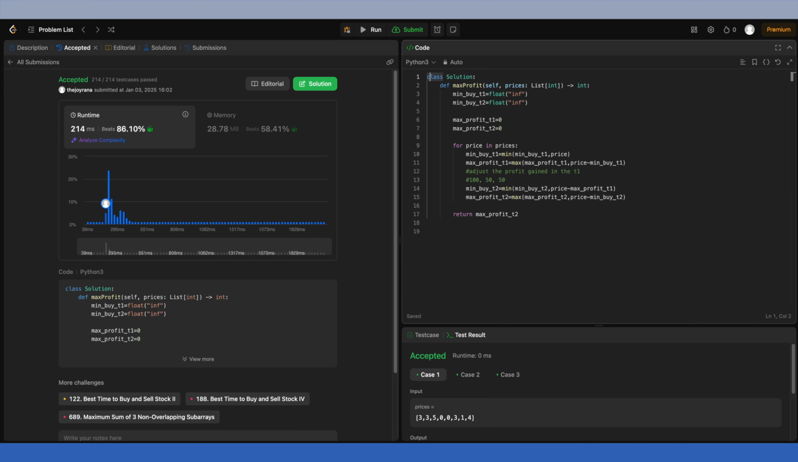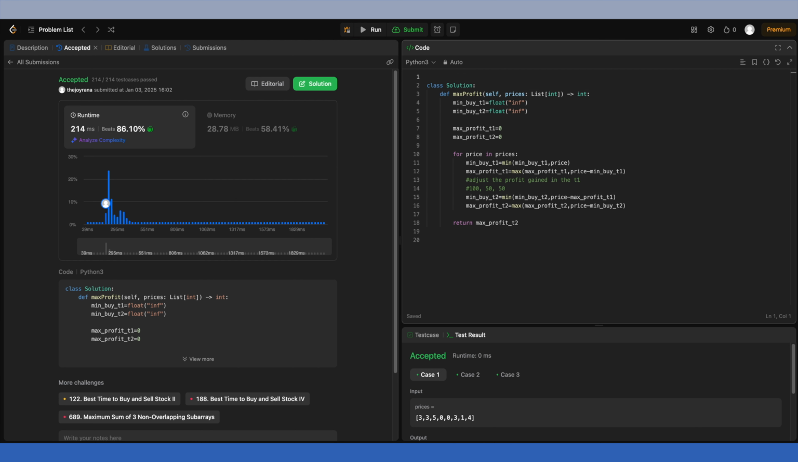And what will be the time complexity for this? So time complexity would be O of n, the number of prices or number of days we had. Okay, space complexity, we are not using any extra space, so it will be O of 1 only. Okay.